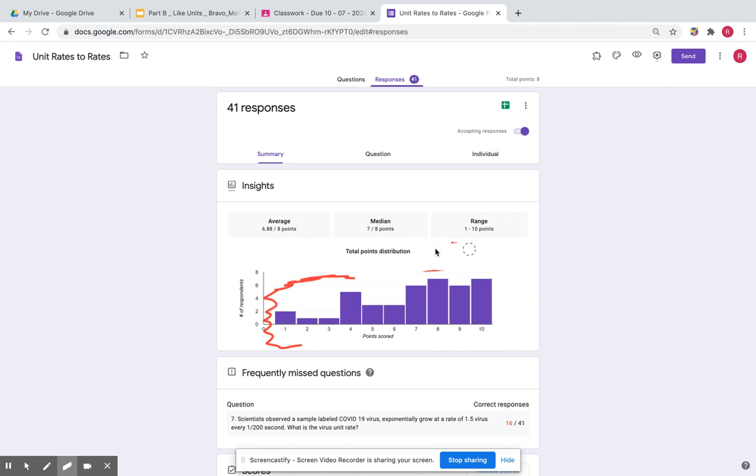So from looking at the data and looking at the problems you guys missed the most, I could tell that we are having a difficult time with mixed fractions and then improper fractions. So I'm going to go ahead and move over to some examples.